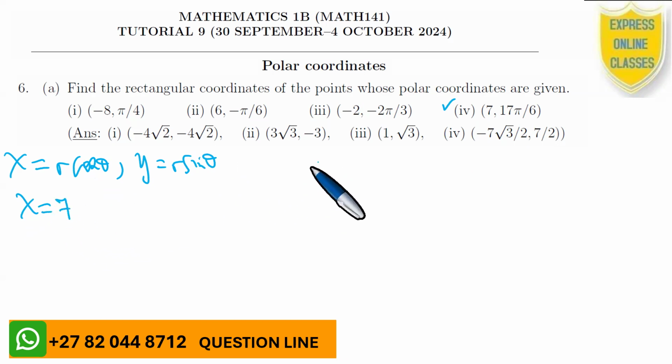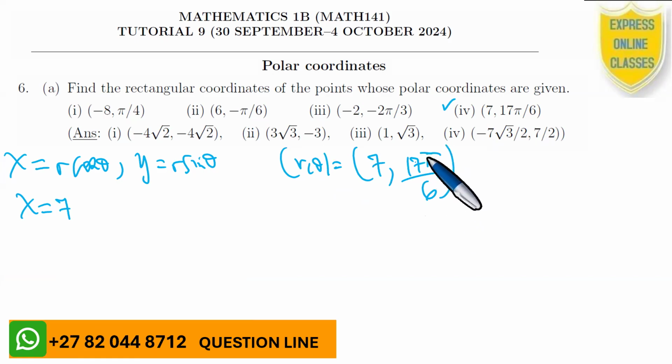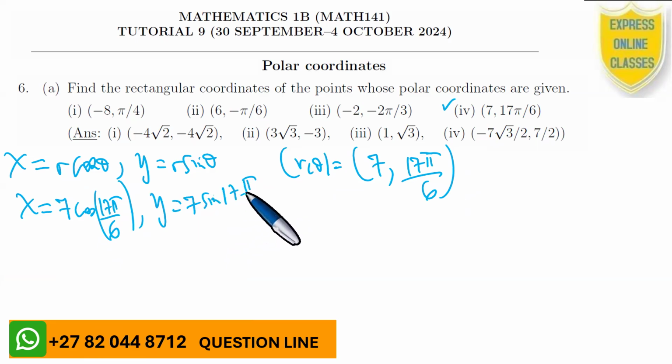Here r is 7 and theta is 17 pi over 6. So now r is 7, and then we have cosine of 17 pi over 6. For y, r is 7, and then we have the sine of 17 pi over 6 radians. What is the cosine of 17 pi over 6?